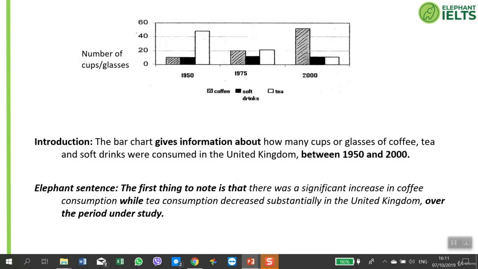Now let's put these together. The bar chart gives information about how many cups or glasses of coffee, tea and soft drinks were consumed in the United Kingdom between 1950 and 2000. And now for our elephant sentence. The first thing to note is that there was a significant increase in coffee consumption while tea consumption decreased substantially in the United Kingdom over the period under study. So you see how I've used language from the useful language page to introduce the elephant sentence, and I have changed the way I talk about time.